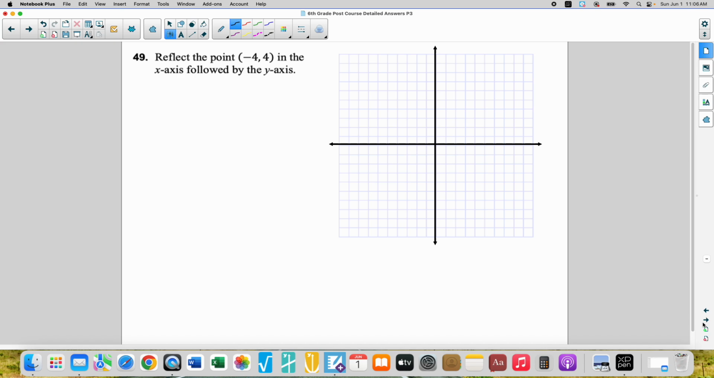All right, reflect the point negative 4.4, negative 4 comma 4. Remember, coordinates are written x, y. This would be the x coordinate.